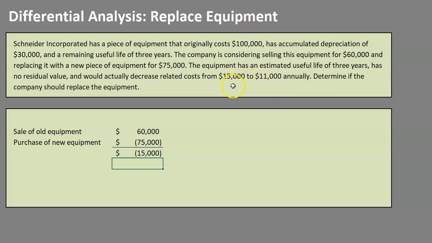So each year, we are saving $4,000, $15,000 minus $11,000. So $4,000 is our cost savings each year. So $4,000 per year, and this is going to be cost savings over 3 years. We are actually going to be saving $12,000. Let's continue to analyze it, although I'm pretty sure you can already see what's happening here.